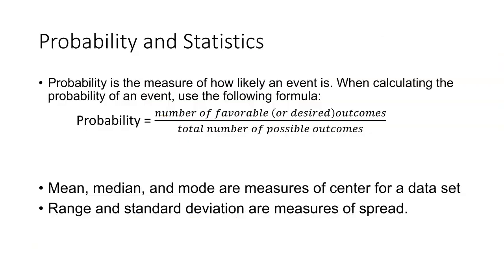So just a review on probability and statistics. Probability is the measure of how likely an event is. When calculating the probability of an event, use the following formula, where the numerator is the number of favorable or desired outcomes, and we'll put that over the number of possible outcomes. And then we have our measures of center, mean, median, and mode, and then our measures of spread being range and standard deviation.